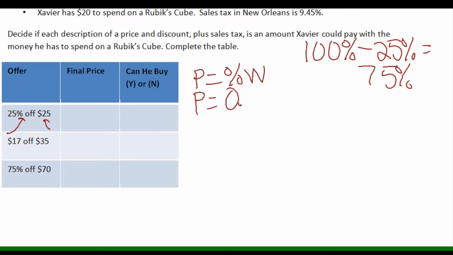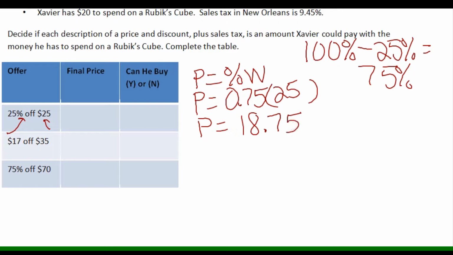75% as a decimal is 75 hundredths, and the whole is $25. When I multiply those two numbers together, I get $18.75. Now, $18.75 represents the price of the Rubik's Cube after the discount, but before sales tax. So next step, I have to figure out my sales tax.